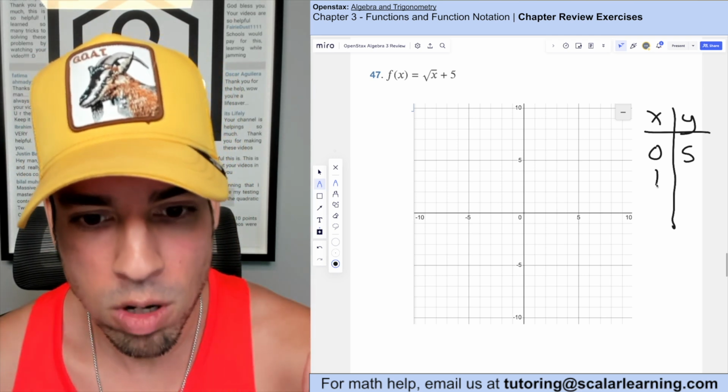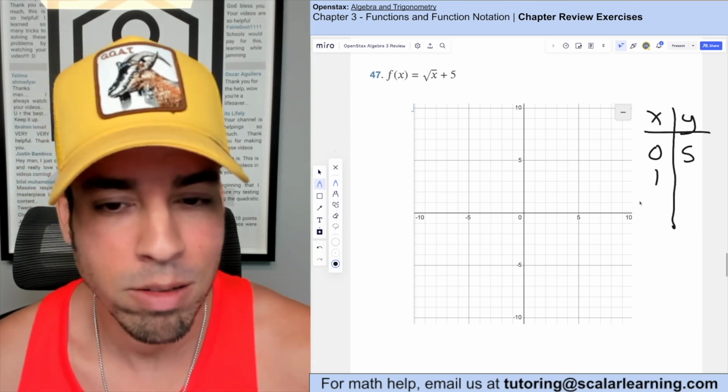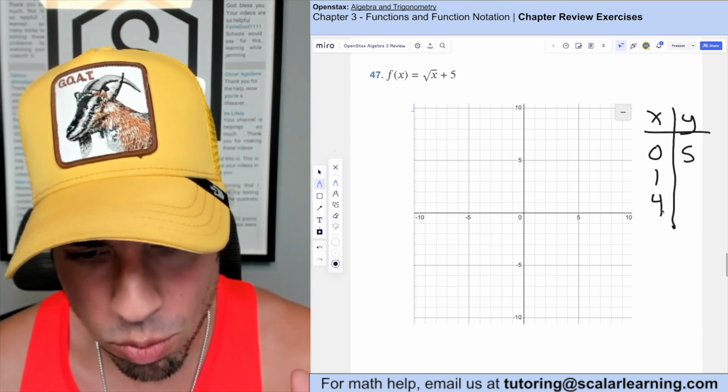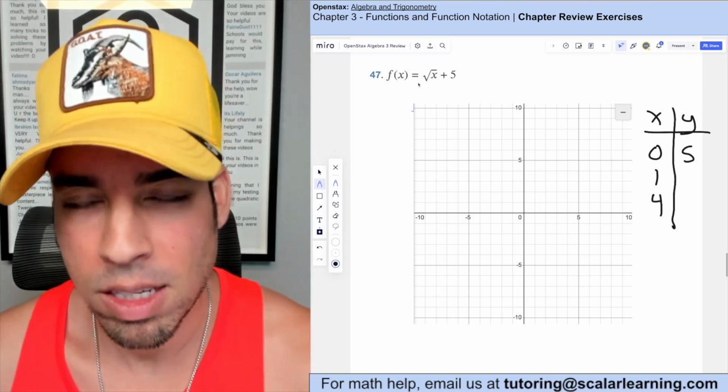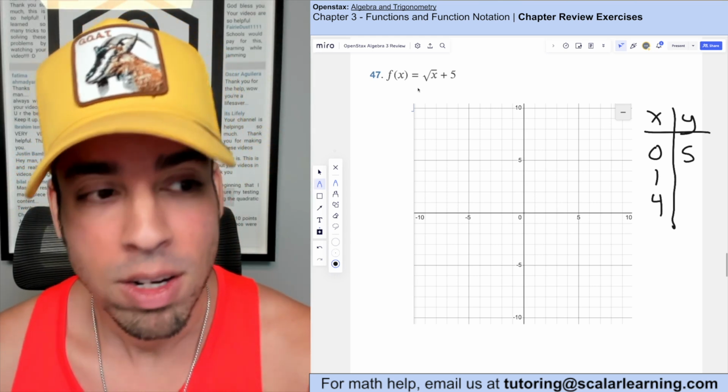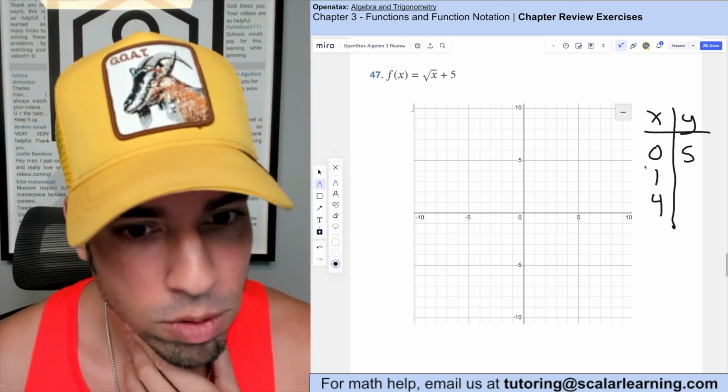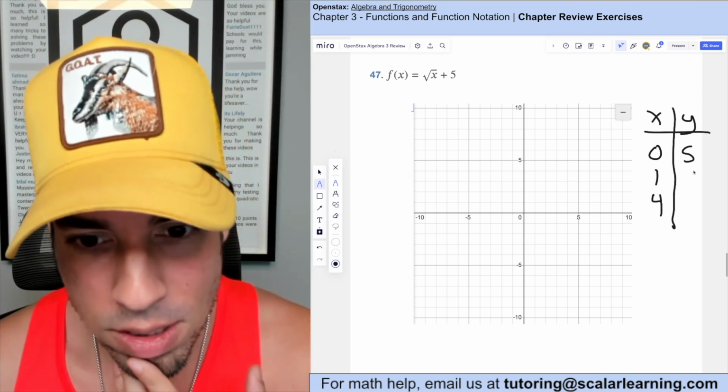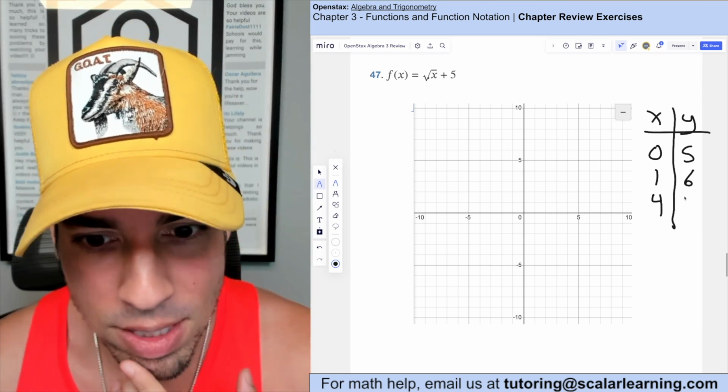Now I'm going to try 1. And the second point I'm going to plug in is not going to be 2. It's actually going to be 4. The reason why is because I want to make it easy on myself. I want to pick values that are nice and easy to take the square root of. So square root of 1 is 1 plus 5 is 6. Square root of 4 is 2 plus 5 is 7.